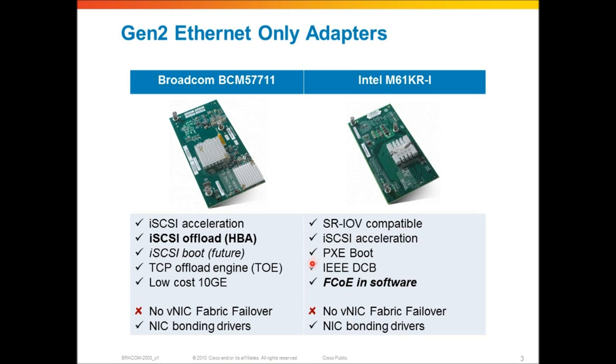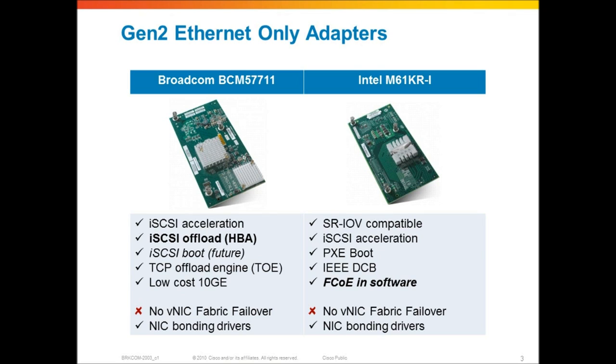And same here with the Intel adapter. What's interesting about the Intel adapter is FCoE capabilities in software. So this adapter basically offloads FCoE to the server CPU, and that might present some interesting use cases for Fibre Channel over Ethernet moving forward in the future. Both of these adapters, because they're Ethernet only, come at a lower cost point than the other CNA adapters.